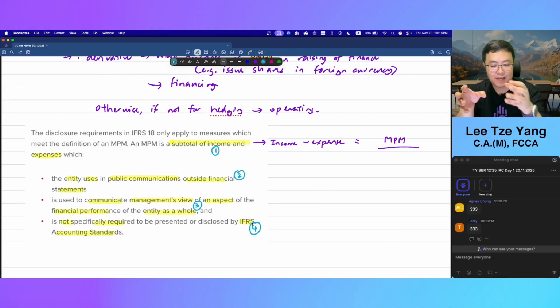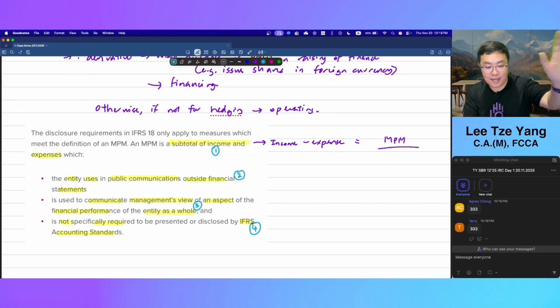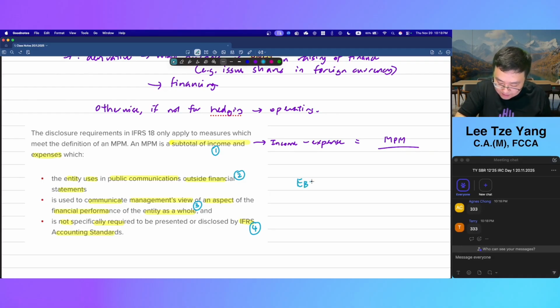Okay, so now we assume an entity has MPM published in the annual report, on the website, in the press release. Now we want to look at this part already. So we check, is that MPM fulfilling this 14? Let's say EBITDA, earnings before interest, tax, depreciation, and amortization. It is earning, which is income expense. Yes. Is it used outside financial statements? Yes, we tell investors, but not in the financial statement. Is this about our performance as a whole? Yes. Is it not required by IFRS standard? Yes. Okay. It is MPM.